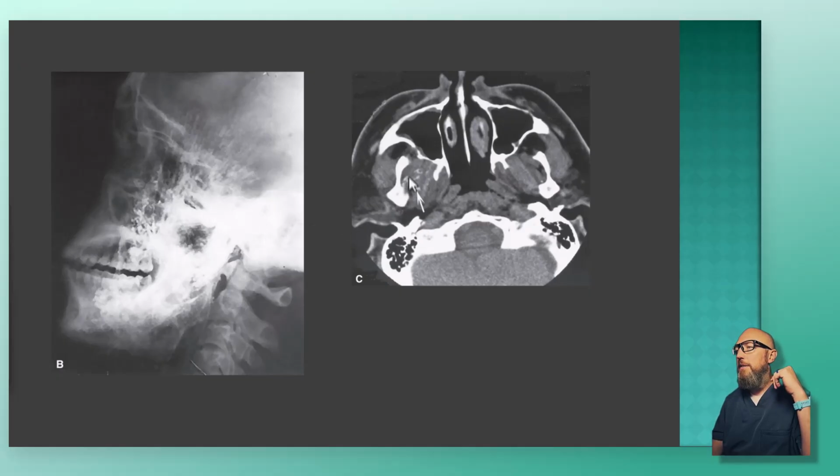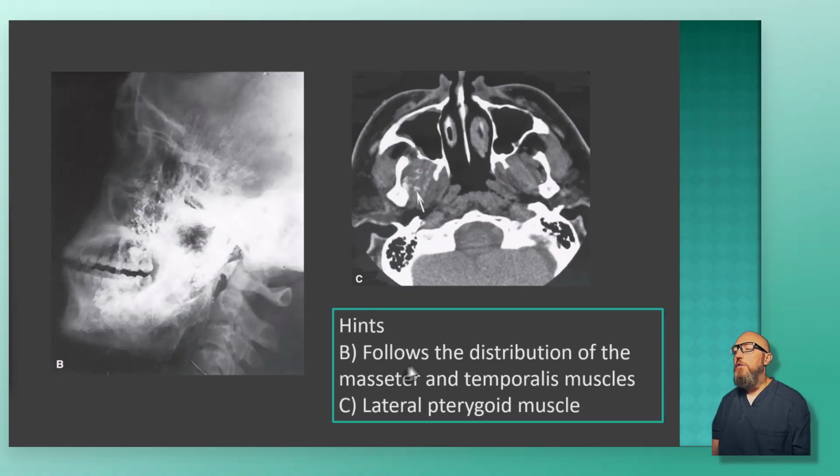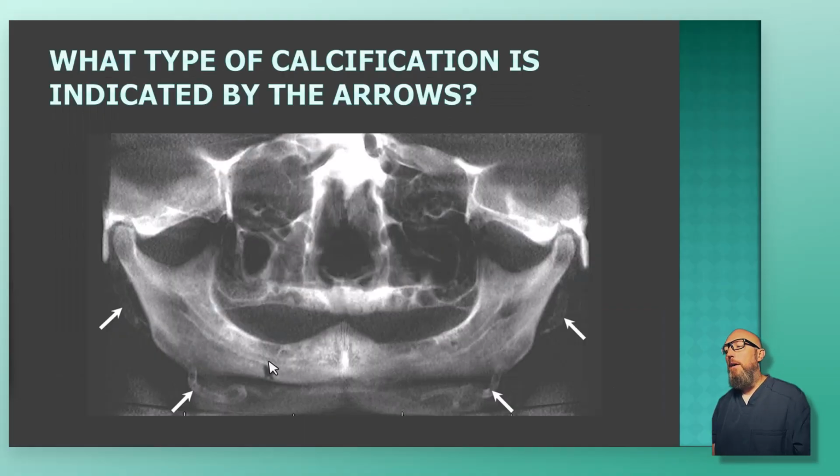And then here we can see in the axial slice as well, it's right within, in this case, the lateral pterygoid muscle. But we said this frequently occurs in muscles of mastication, whether the temporalis or one of the pterygoids. And so that's your hint. It's following the distribution of those muscles. And so this is what? This is Myositis Ossificans.